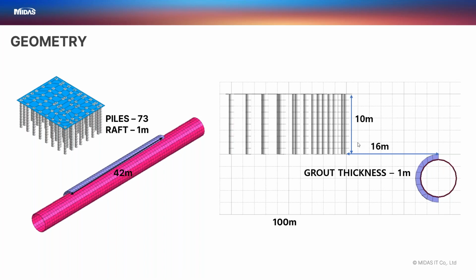Depth of each pile is around 10 meters, and the center to center distance between the final pile and the tunnel is around 16 meters, which at its minimal point, or the minima, is around 12.5 meters.